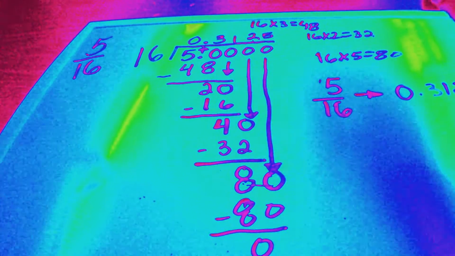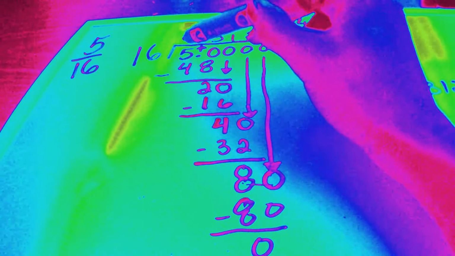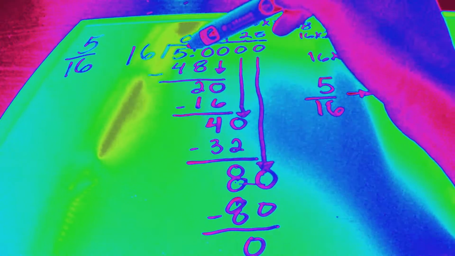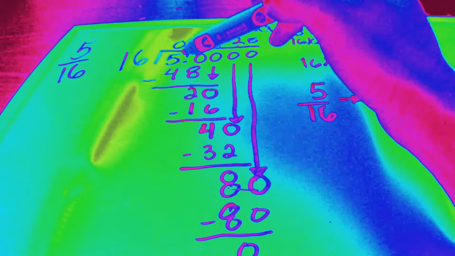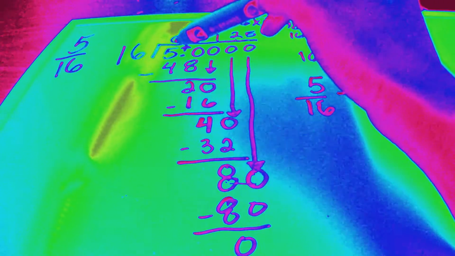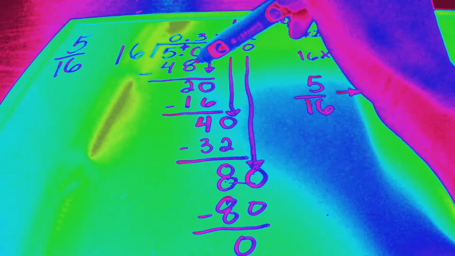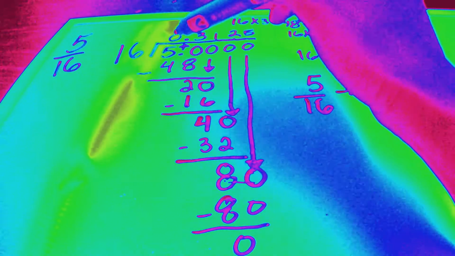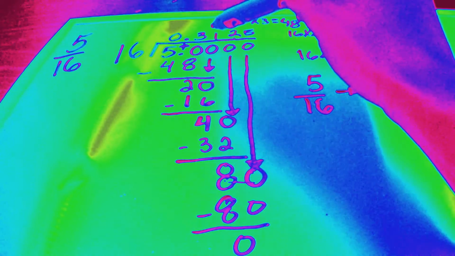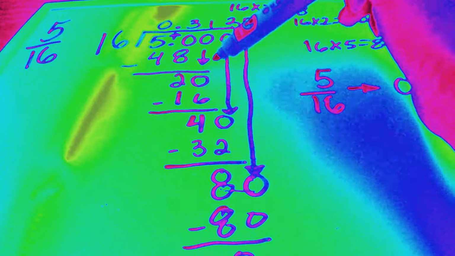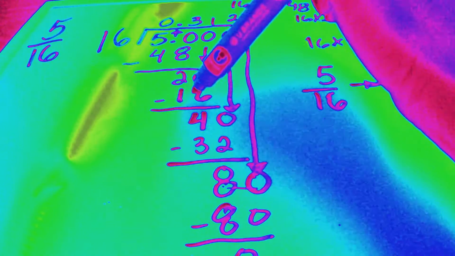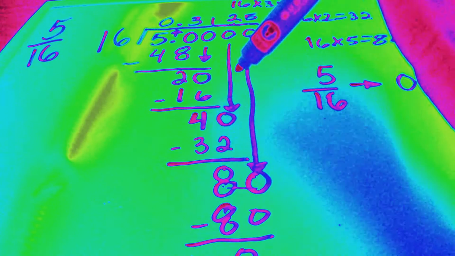Okay, and real quickly, I'm just going to go through it again. We know that we had 5 over 16. We know that 16 does not go into 5. We put a 0. We brought our decimal point up. All right, now we can look at that 50. We know that 16 goes into 50 3 times. 16 times 3 is 48. 50 minus 48 is 2. Now we bring down our 0. We have 20 now. 16 goes into 20 1 time. And then we do it again. 16 times 1, 16. 20 minus 16 is 4.